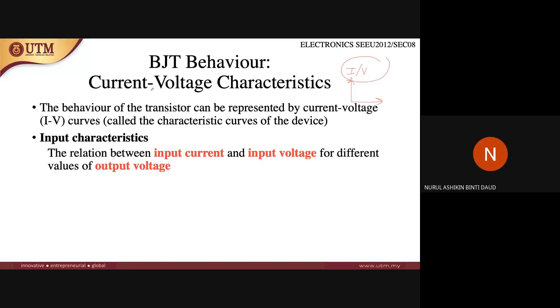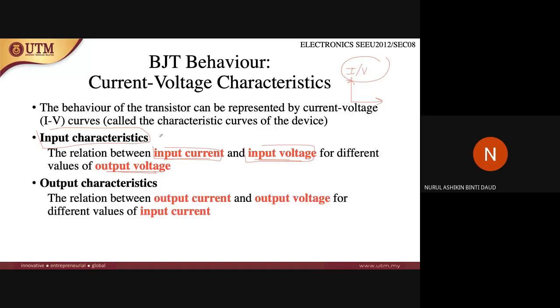And for the BJT, the current voltage characteristic can represent two things: input characteristic or output characteristic. For input characteristic, the graph is between input current and input voltage, for different values of output voltage. So the relation between the input current and input voltage will give you different values for output voltage. So this is the input characteristic graph.